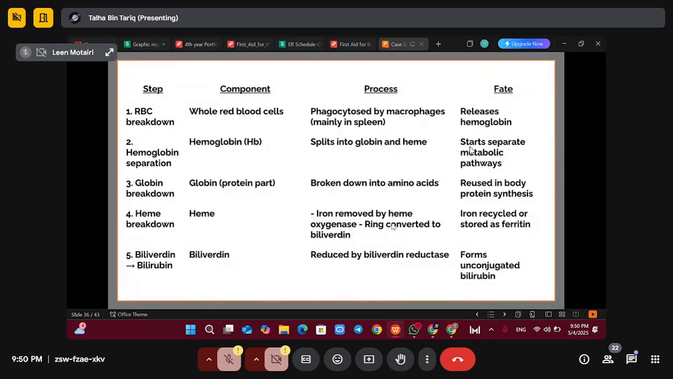So iron is removed by heme oxygenase. Iron will be removed from heme by the enzyme heme oxygenase, and the ring portion of the molecule, to which iron is attached, will be converted to biliverdin. This is very important. And the iron which you are getting is in the iron 2 plus form, right? It can either be recycled or stored as ferritin, so that if you are not consuming iron, it can be reused again from the ferritin.